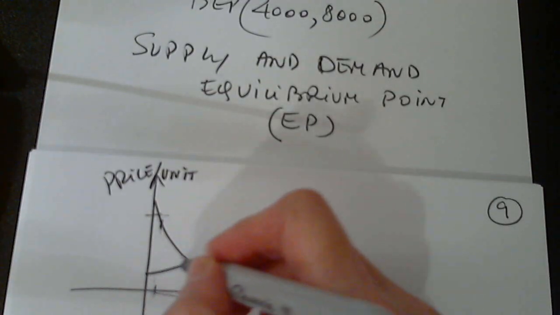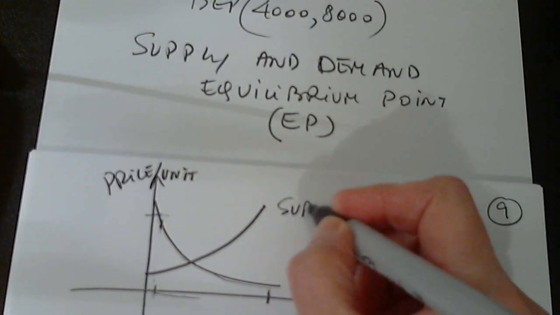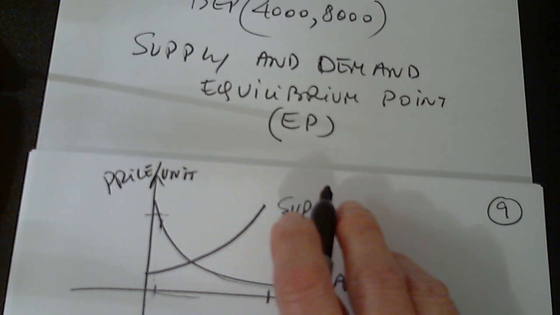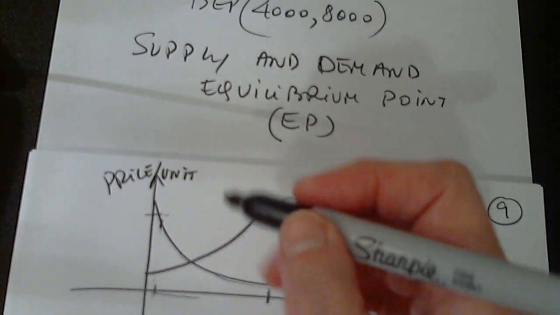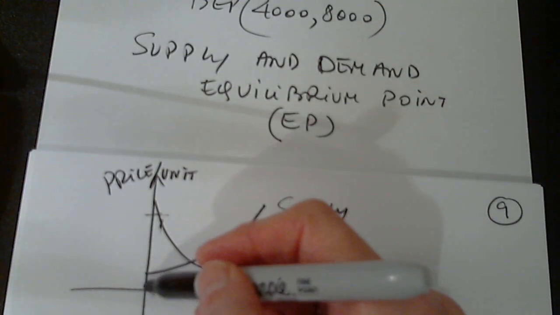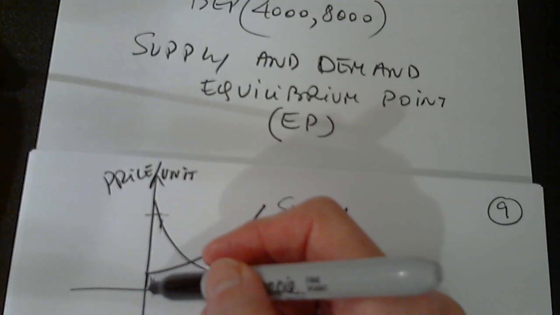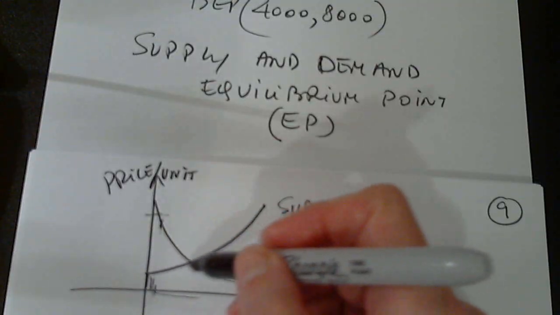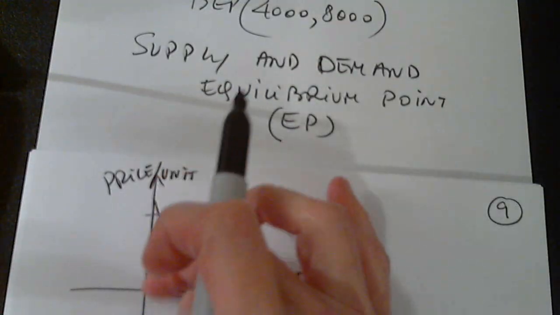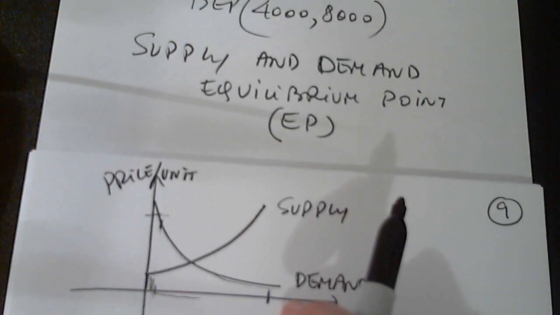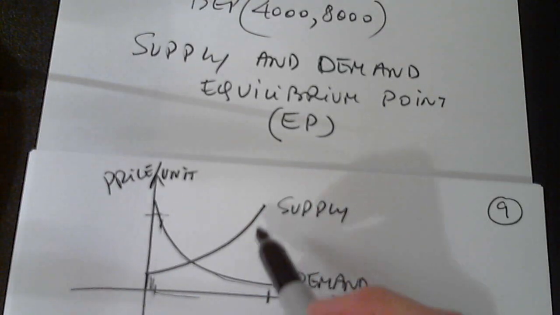Now, the supply function is the opposite. It's an increasing curve. Why? Because suppliers at such a small price, they don't really want to provide or supply. But as the price goes up, they are interested in selling more and more, but we're not willing to buy because the prices are too high.